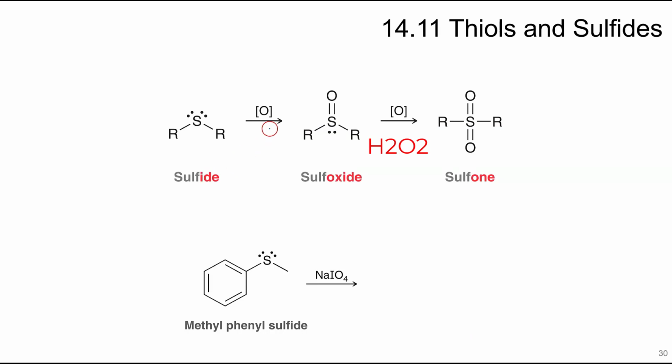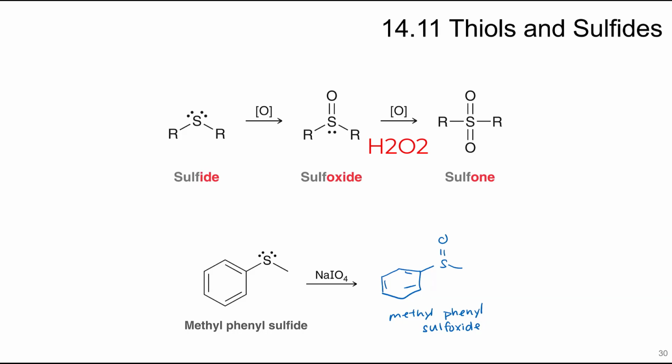Other reactions that we can do with sulfides include oxidation. If you have an oxidizing agent, we can go from sulfide to sulfoxide, where oxidizing here is the addition of oxygens. Sulfoxide to sulfone has the two sulfur double bond oxygens. If you want to get to the sulfoxide, we use sodium periodate. And that will get you methylphenyl sulfoxide. So there aren't too many reactions that you are required to know for thiols.